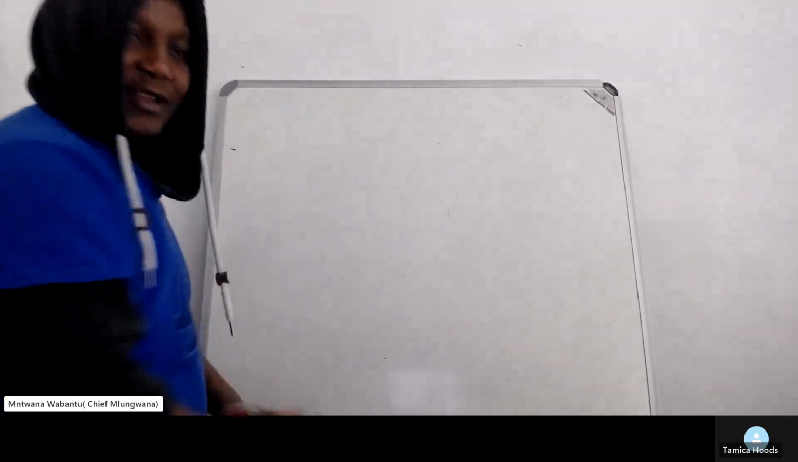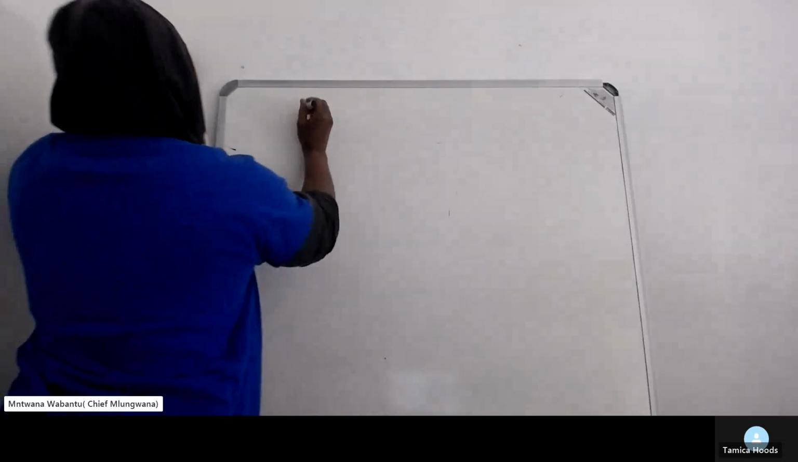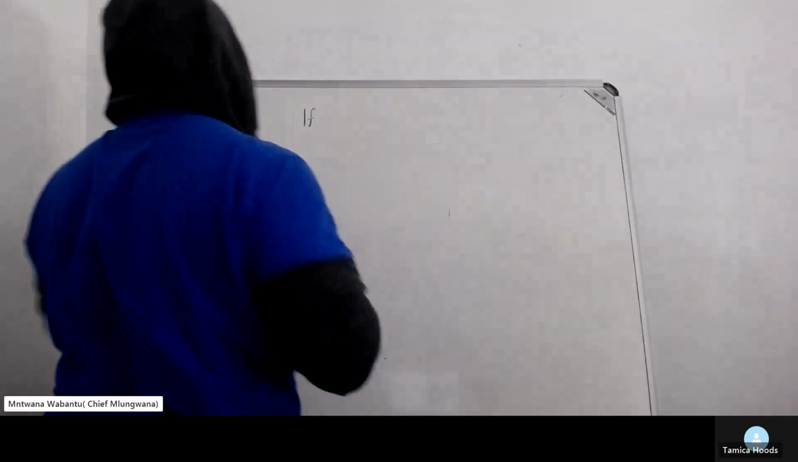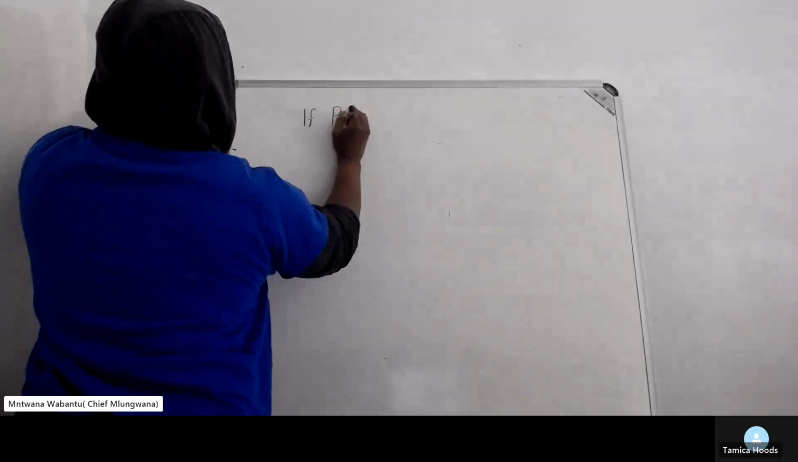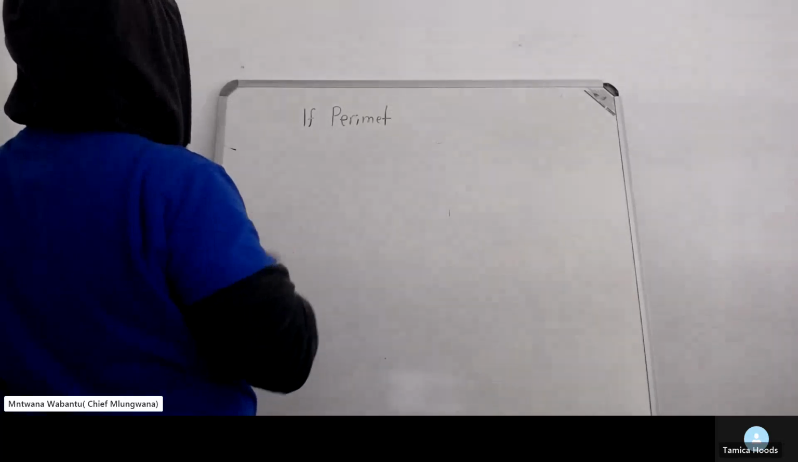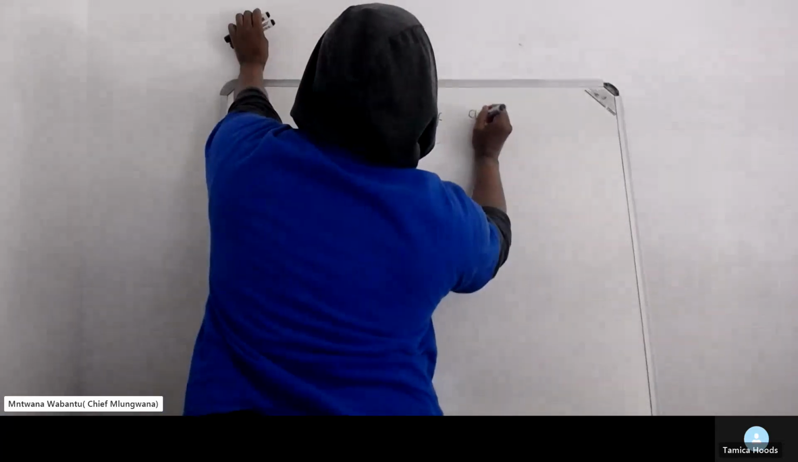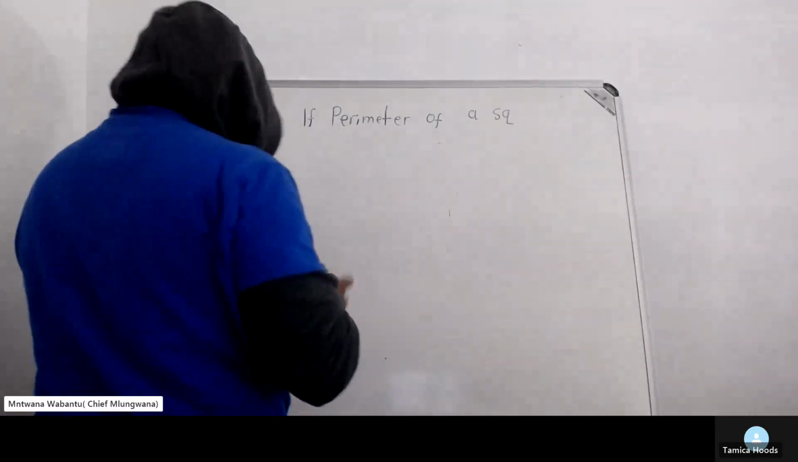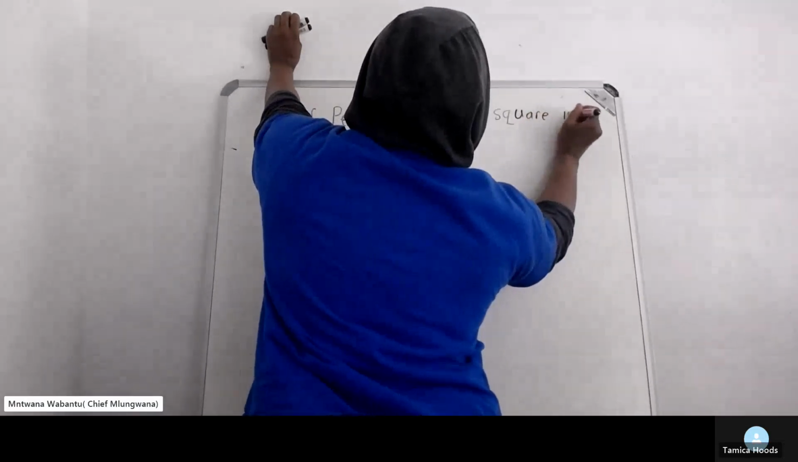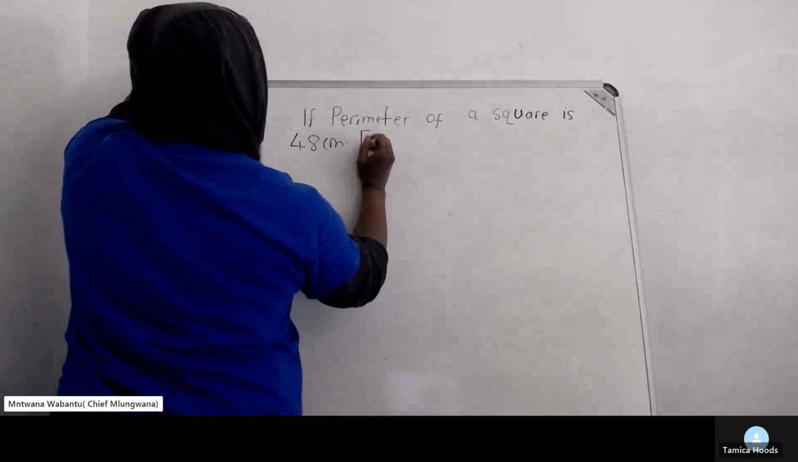Okay, cool. We're ready to go. So now look, they're gonna give stuff like this. They're gonna say, if the perimeter of a square is 48 centimeters, find the side.